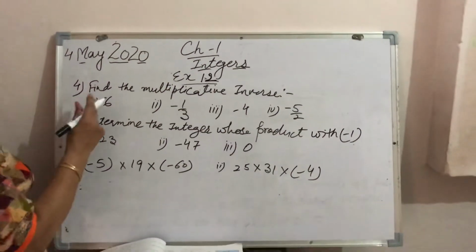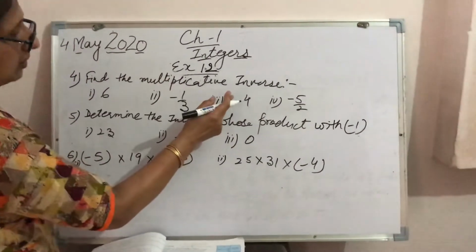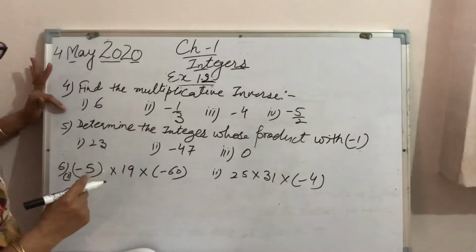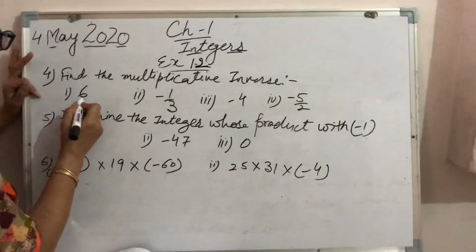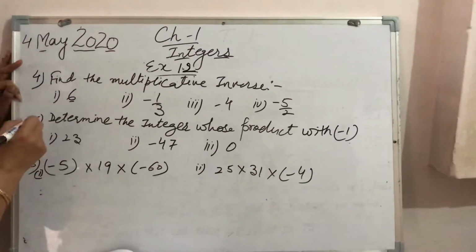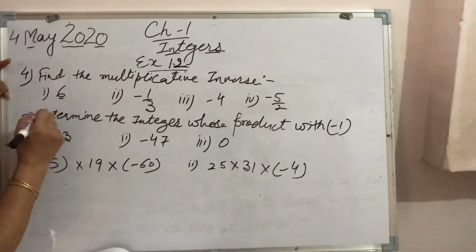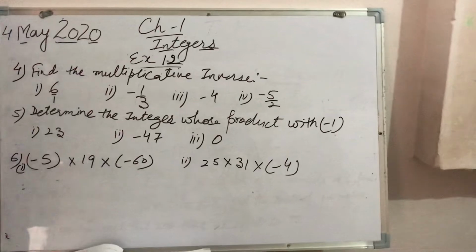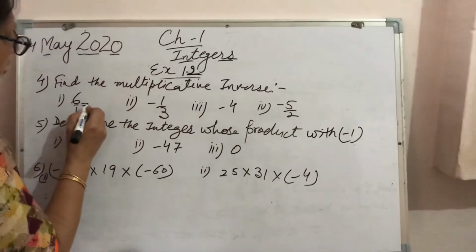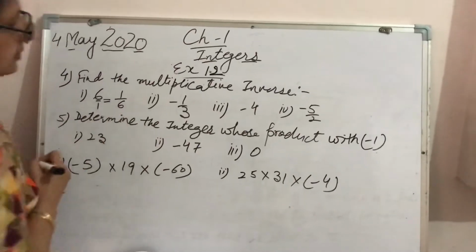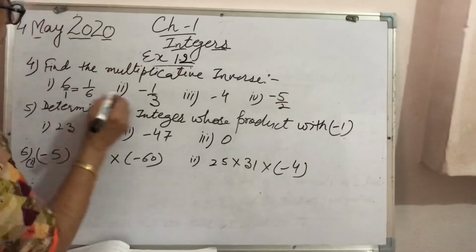Question 4. Find the multiplicative inverse. I think we have already done multiplicative inverse. Multiplicative inverse means reciprocal of the given number, meaning the numerator and denominator will be interchanged. The denominator is missing, so we can use 1 as the denominator. So the multiplicative inverse of 6 is 1 by 6.